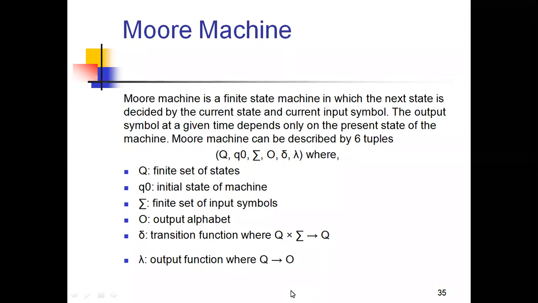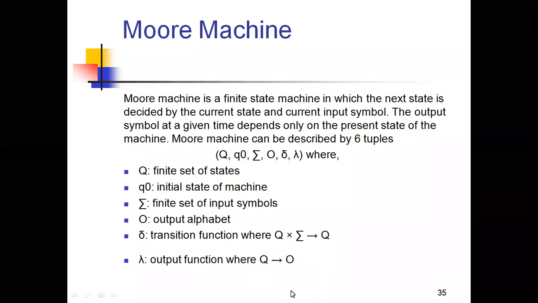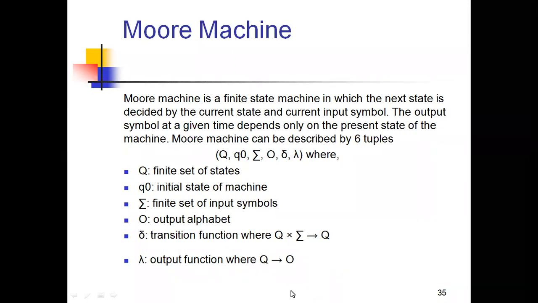Q is a finite set of states, a non-empty finite set of states. And q naught is always the initial state of the machine. And sigma always defines a non-empty finite set of input symbols. And here we have another new symbol, that is O, where O is an output alphabet.